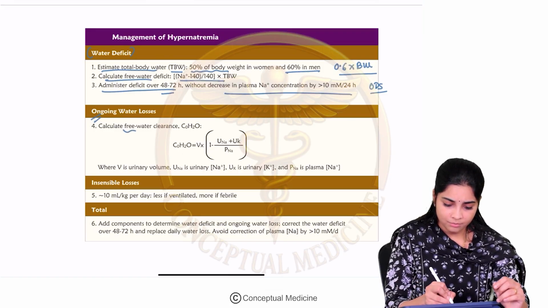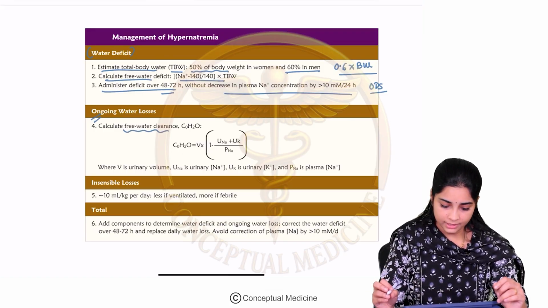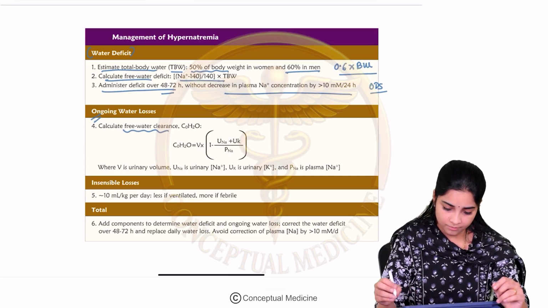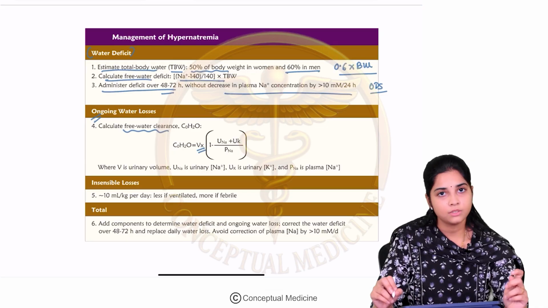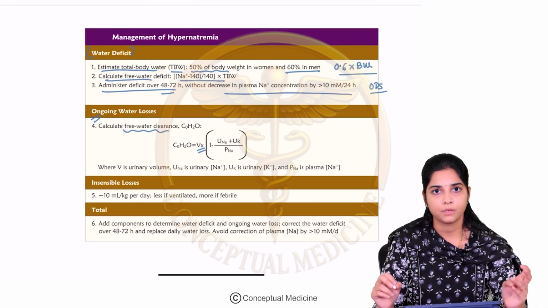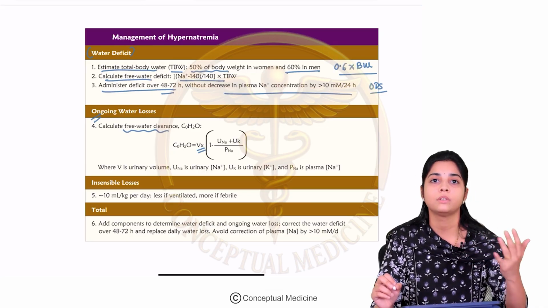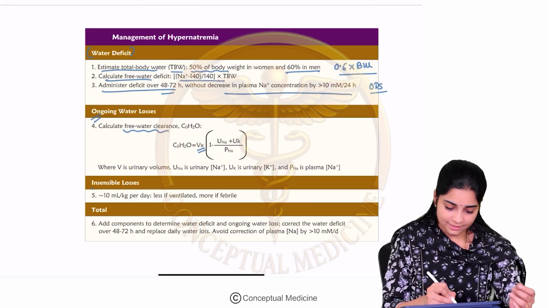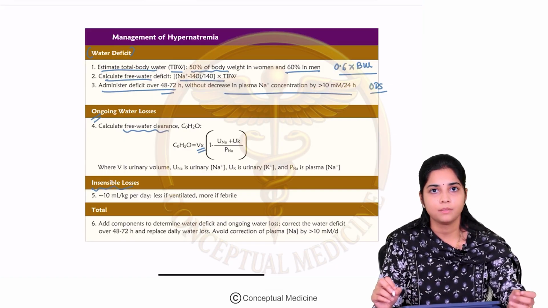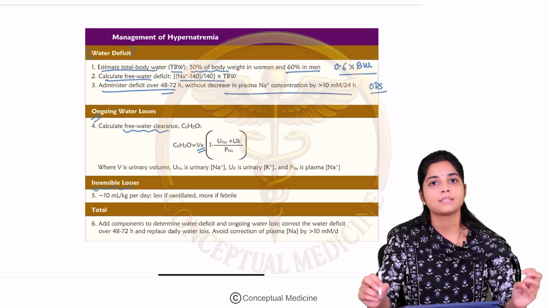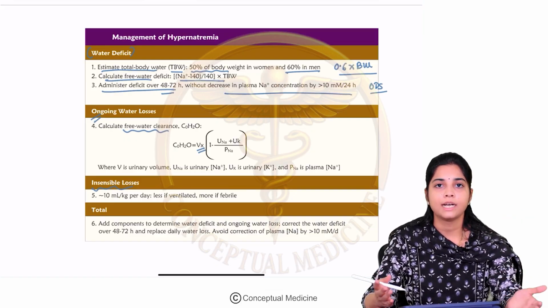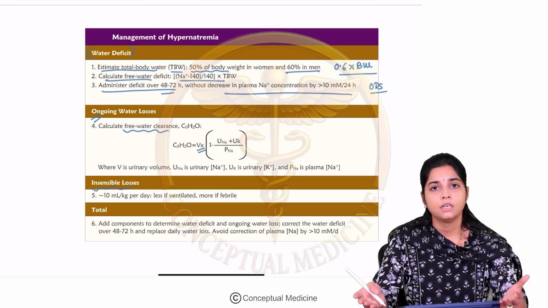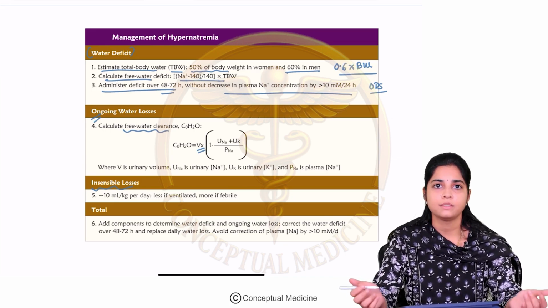So that is obtained by your calculation of free water clearance, which is given by volume of urine into 1 minus (urine sodium plus urine potassium) by plasma sodium. Okay, so this is to replace the ongoing losses and add some amount of insensible loss as well. So once you add all these calculations, this is the amount of fluid that you will have to administer. Either your 0.45% NaCl or your 5% dextrose.